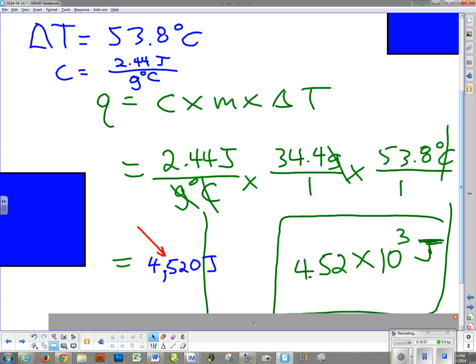Now in the textbook, it gave us the answer like this. So where did this 3 come from? How did we get 10 to the 3? Yeah, you got it. This is not a decimal. The decimal is here originally, right? And so we moved it over 3 to the left. So a positive 3 as an exponent on 10, we'll move it back to where it was.